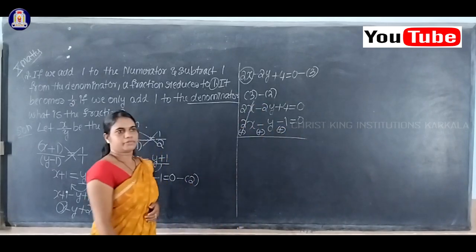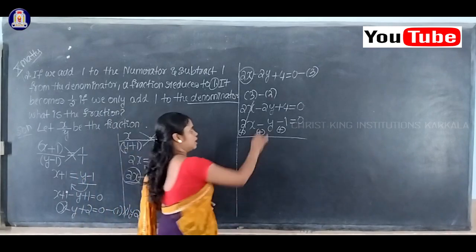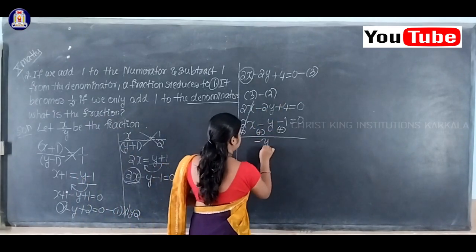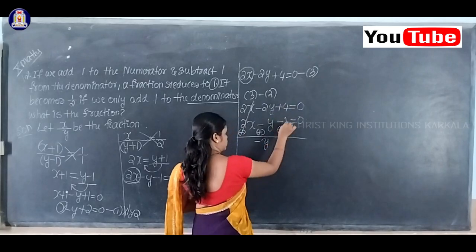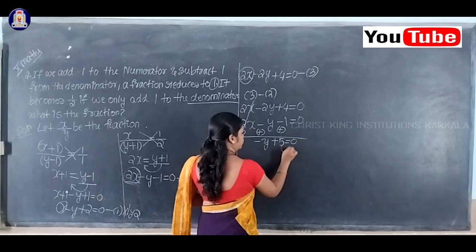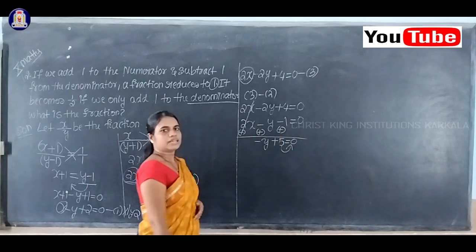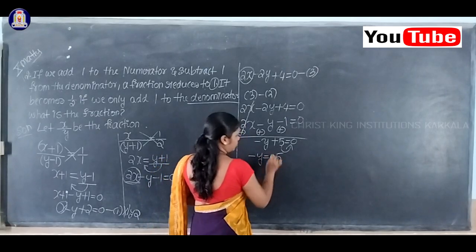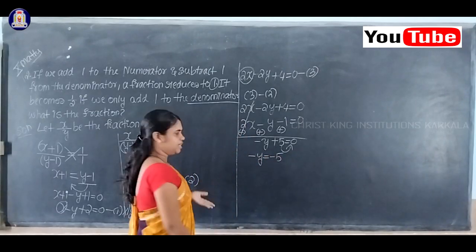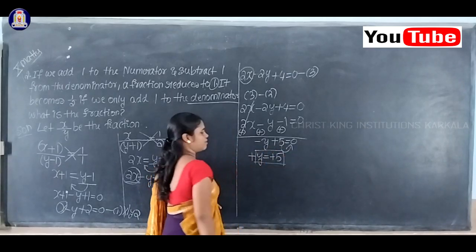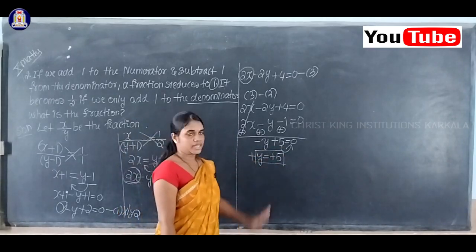Plus 2x and minus 2x will get cancelled. Minus 2y plus y is nothing but minus y. Plus 4 plus 1 is nothing but plus 5 equal to 0. Shift this plus 5 to the right hand side. Then you will get minus y is equal to minus 5. Minus and minus on both sides means it will become plus. So what is the value of y? The value of y is 5.